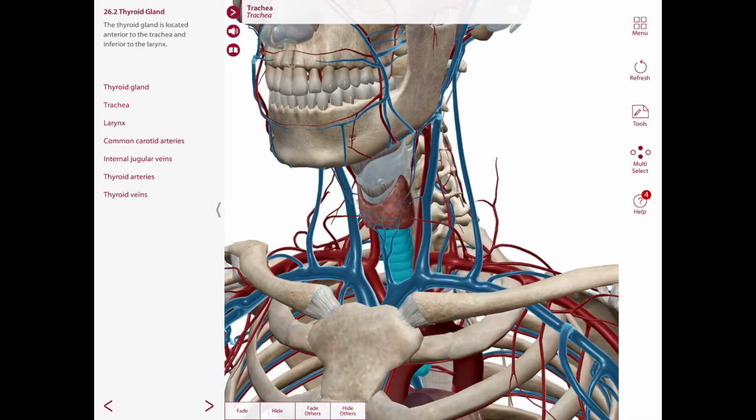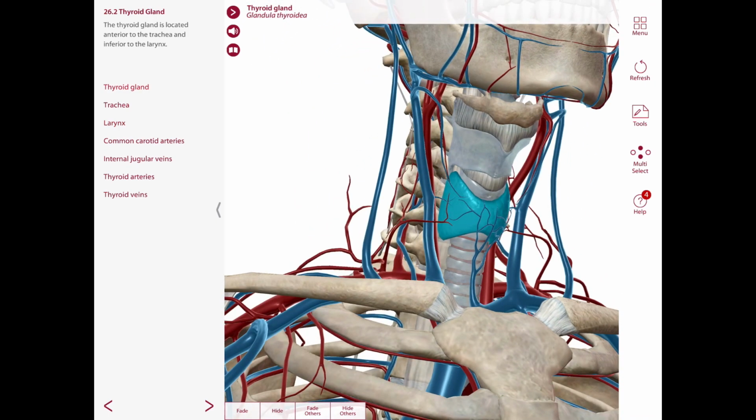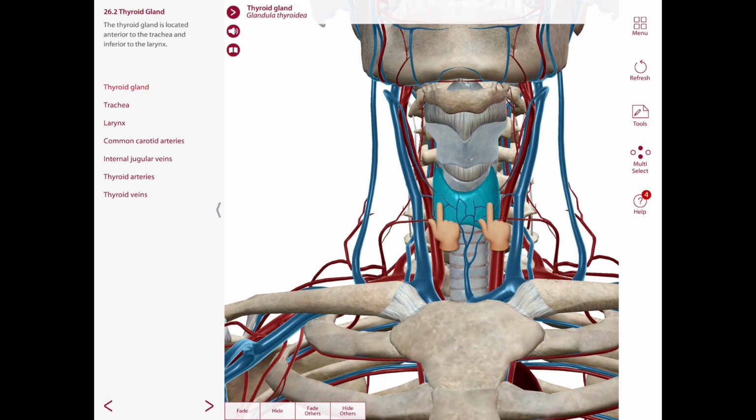Here's your trachea, and the larynx. This gland can move up and down when there is some type of swallowing situation. The parts of the thyroid gland include 2 lobes, a right and left, an isthmus, which is here, and a pyramidal lobe, which is not always present, but we could see it when there are anatomical variations.